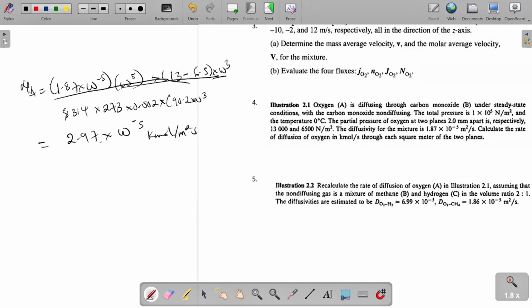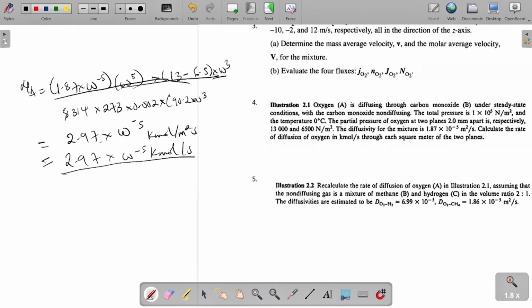But the question said that they want the rate, calculate the rate of diffusion of oxygen in kilomole per meter second through each square meter of the two planes, right? So square meter each. So just one, right? So that means that if I have just 1 meter squared, the answer becomes 10 to the power minus 5 kilomole per second, right? So I have my answer now. So this is the part the question wants.